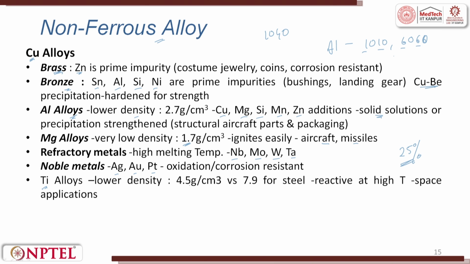Titanium has a density of 4.5 grams per cubic centimeter. So, in terms of density, you will have stainless steel, then titanium, then aluminum, then magnesium.